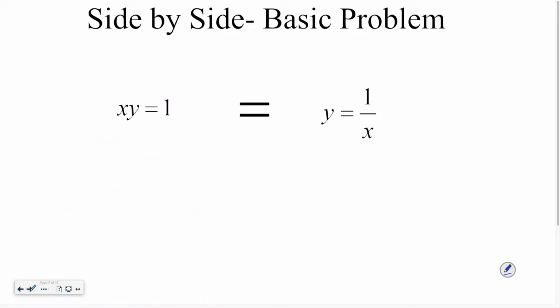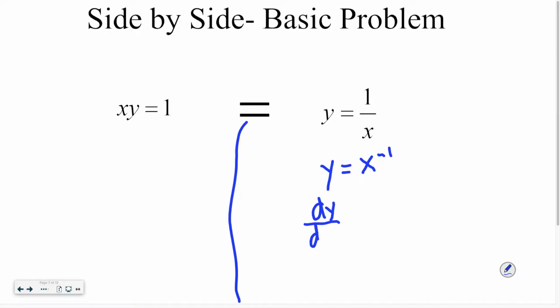Now, I want to talk about a couple things. xy equals 1. Is that the same thing as y equals 1 over x? Yes. So, if we had y equals 1 over x, we like to think of that as y equals x to the negative 1, right? And dy dx, the derivative of y with respect to x, would be negative 1 x to the negative second power. Do you agree?